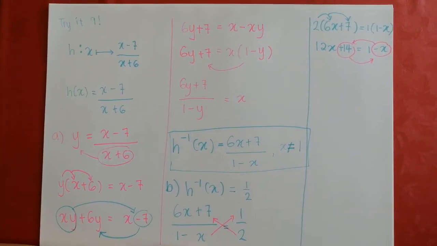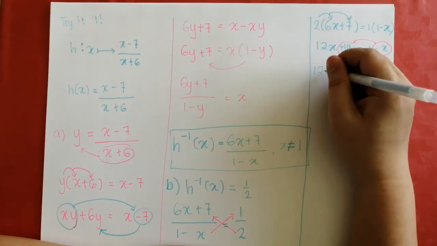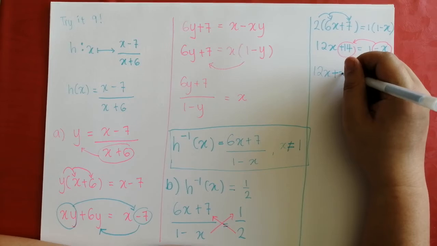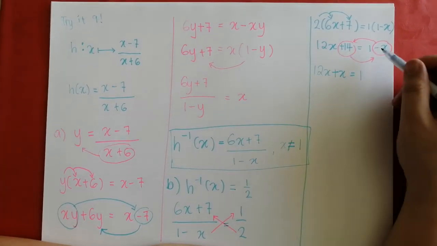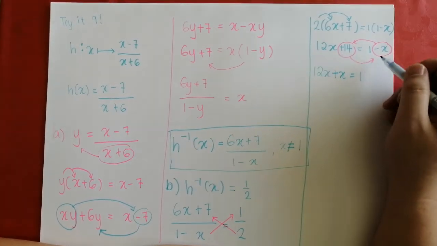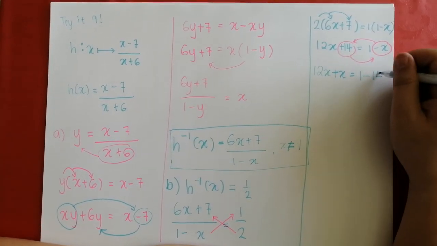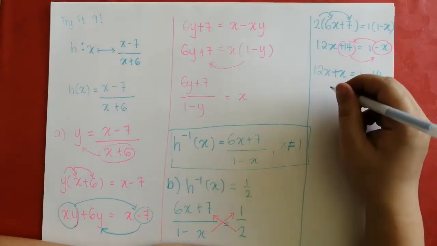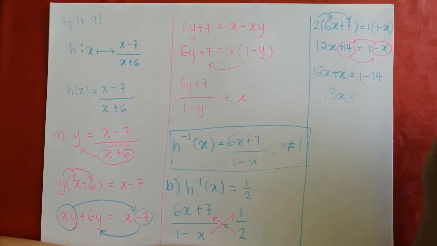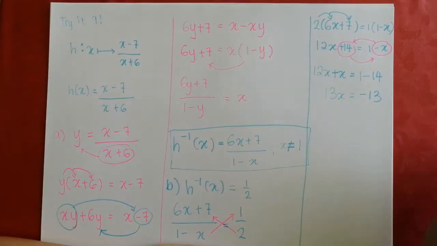So from there, you will have 12x. This is a negative x, bring it to the left, it becomes positive x. Then on the right, I have 1, and positive 14 from the left, bring it to the right, becomes negative 14. So 12x plus x gives you 13x, equals 1 minus 14, which gives you negative 13.